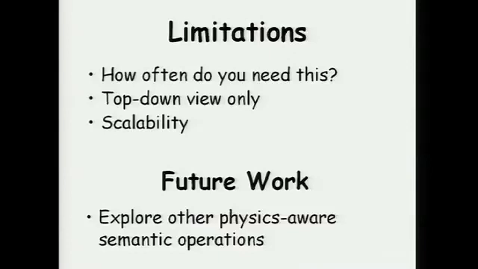The result should be better. Our current implementation assumes a top-down view. Scalability is also an issue, but in the real world, how many layers do you use? Only two or three. The famous Japanese traditional kimono has up to 12 layers, but that's the most, I think. In future work, we want to explore many other physics-aware semantic operations.